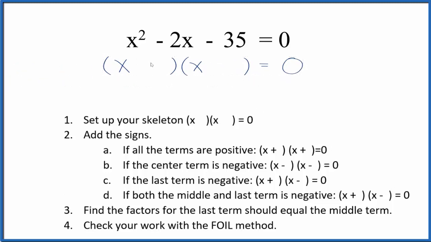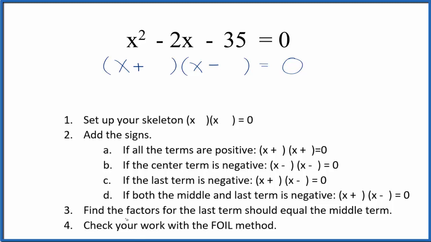And now we want to find the signs that go in our skeleton equation. So we want to add the signs. Since we have a negative on the middle and the last term, if the middle and the last term are negative, we're going to have a positive and a negative in our skeleton equation. So we'll put a positive here and a negative here.